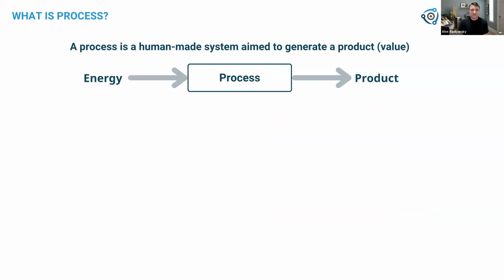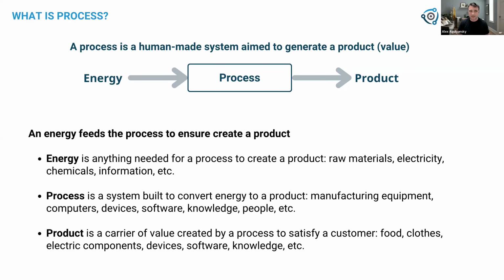Now, let's talk about the process. What is the process, right? A process is eventually a human-made system that is built to create something, create a product or create a value or increase the value, right? It receives energy into the process, and the energy could be raw materials, like written here, electricity, information, anything that's needed for the process to work to produce the product, right?